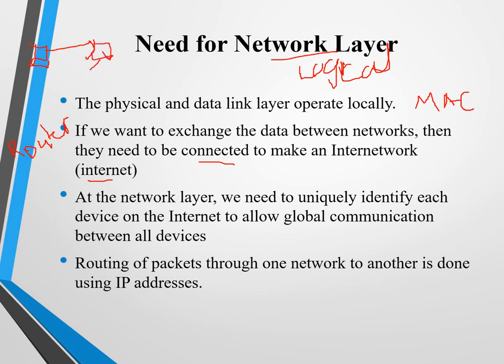So the lower layers, the physical layer and the data link layer, actually operate with the physical address. But the third layer, that is the network layer, deals with packets, and data travels in the form of packets over some router or some internetwork device. At the network layer, we need to uniquely identify each device on the internet to allow global communication between all these devices. And how will the global communication be performed? It will be performed through the internet.